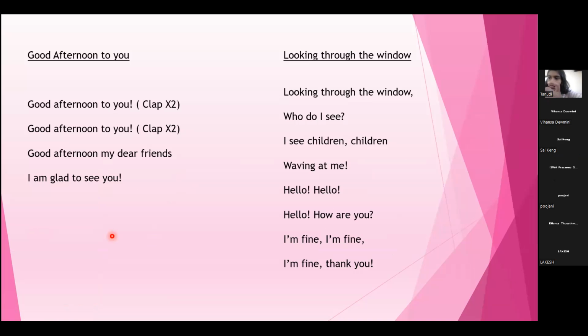All right, we're going to start with our good afternoon song. If you know it, please do join along. I would like to hear more voices this time, loud and clear. All right, are we ready?